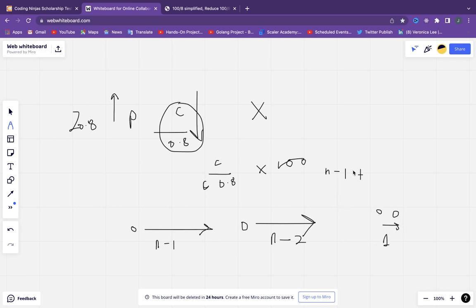So 1 plus 2 plus 3 plus up to n minus 1, that is n minus 1 into n by 2, right? And that would mean this is equal to 36. 36 into 2 is 72, and 72 is a multiplication of 9 into 8. So n is equal to 9.